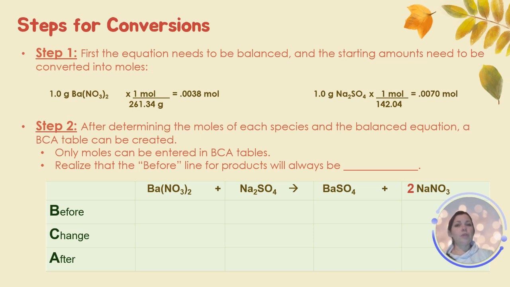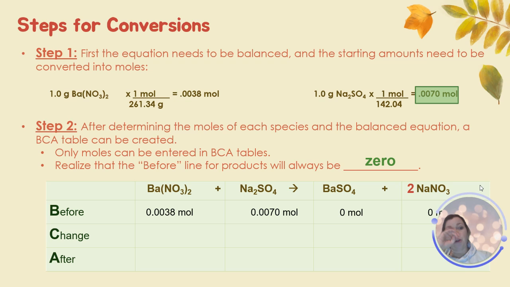It's important that you understand that only moles can go in the BCA table, nothing else, only moles. Okay, so we're going to put the molar amounts in here. Our moles of barium nitrate go in the before for barium nitrate, and the moles for sodium sulfate will go over here for sodium sulfate. And then we should have 0 for your products because before you begin your reaction, you have not made any product. So you should always expect to see 0 for your products here in a BCA table.